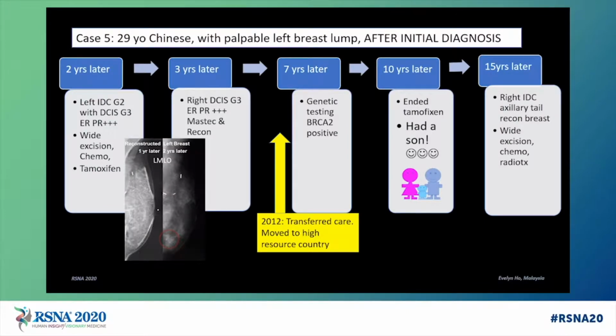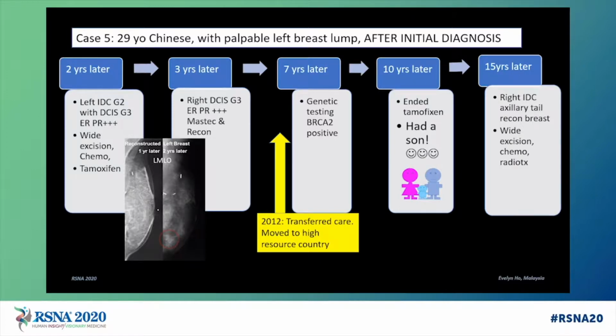Selected left MLO of her reconstructed breast is shown, highlighting a recurrence, a group or large cluster of calcifications in the left reconstructed breast 2 years later. She eventually had bilateral cancers, did genetic testing, and after delivery of her son, underwent removal of the uterus and both ovaries. She is currently undergoing treatment for right IDC, only discovered this year.